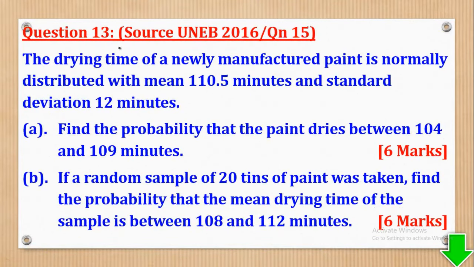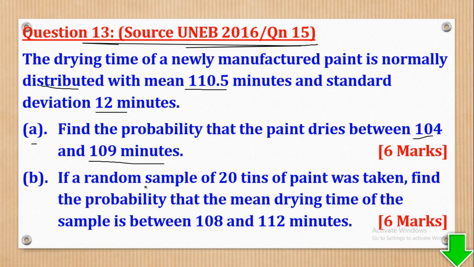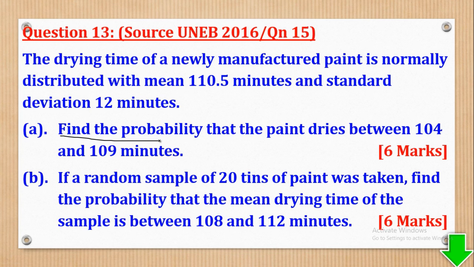So with that, we shall go to question 13, which comes from UNEB 2016 paper 2 question 15. It says the drying time of a newly manufactured paint is normally distributed with mean of 110.5 and standard deviation of 12. Part A, find the probability that the paint dries between 104 and 109 minutes. Then part B, if a random sample, now this is the keyword, if a random sample of 20 tins of paint was taken, find the probability that the mean drying time of the sample is between 108 and 112. So in this case, part A does not have anything like a sample, meaning that it will be treated as you have been treating the previous questions. So let's first begin with part A, then we shall go to part B, which has a sample.